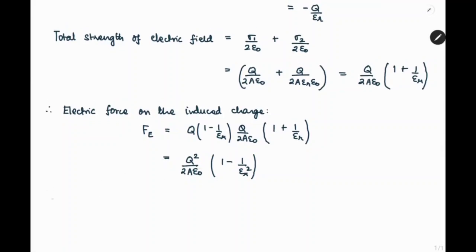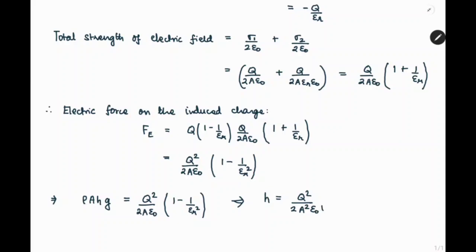This is the reason why the liquid layer will lift off, and it must be equal to the weight of the liquid that is raised. So density into cross sectional area into height, so this is the mass times g, which is equal to Q square by 2A epsilon naught (1 - 1/epsilon_r) squared. And from here if we calculate the value of h which we are looking for, h is equal to Q square by 2A square epsilon naught rho g, and then we have (epsilon_r square minus 1) by epsilon_r square.